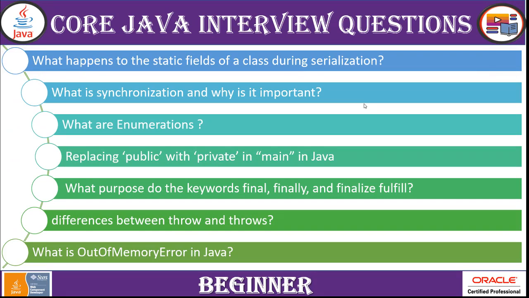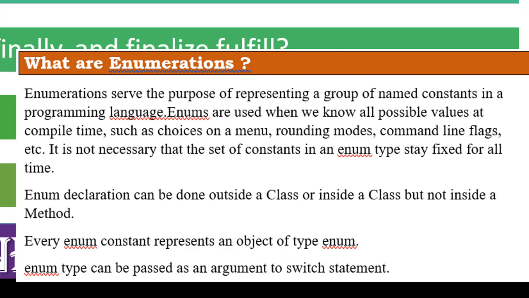What are enumerations? So the next question is, what are enumerations? Enumerations serve the purpose of representing a group of named constants in a programming language. Enums are used when we know all possible values at compile time, such as choices of a menu, rounding modes, command line flags, etc. It's not necessary that the set of constants in an enum type stay fixed for all time. The best example to understand enumeration is the 7 days of the week.